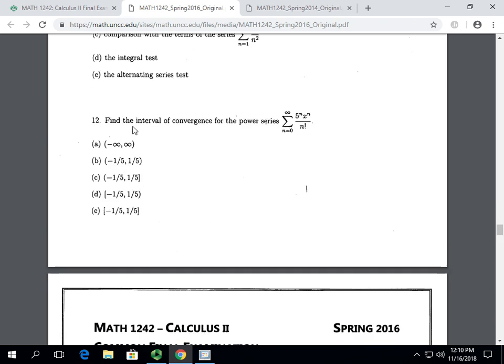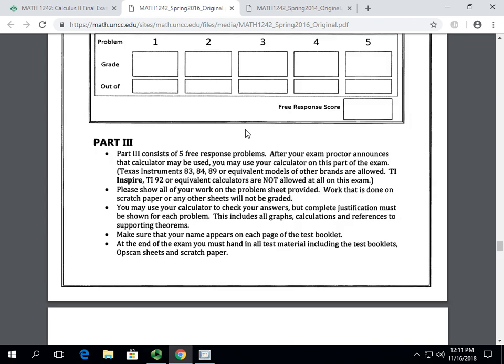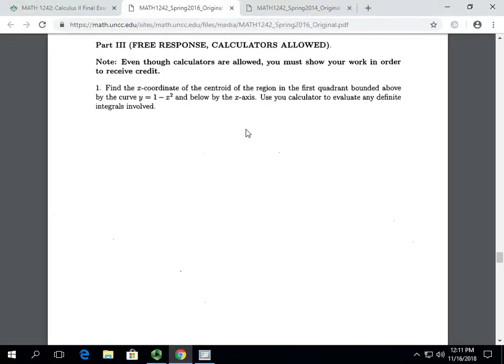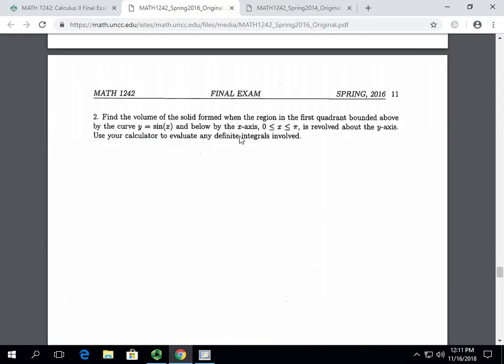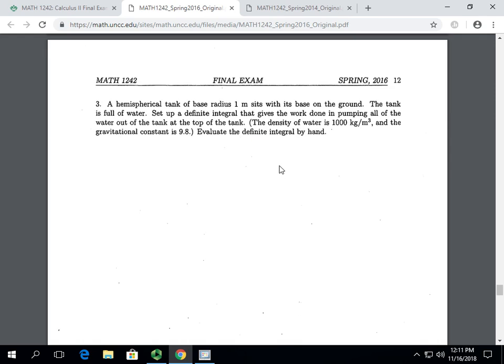So here's another power series, and it's got a factorial in it, so you're going to use the ratio test on this, and the answer is going to be A, and I'll teach you that next time. But let's take a look at these areas. So here is the centroid problem. Here is area between curves. What are we going to do with this one? Calculate the solid of revolution around the y-axis type thing here. A hemispherical tank. I was waiting for this one. I just grabbed another one. Here it is, a hemispherical tank.